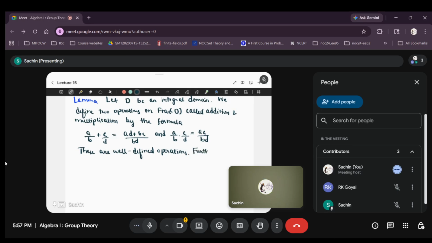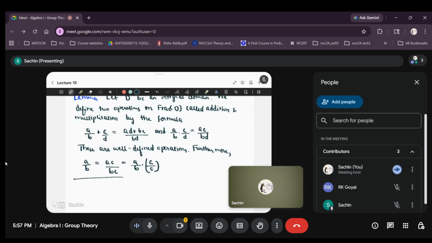Furthermore, a by b is equal to ac by bc. This is also equal to a by b into c by c. This part is simply by definition: a by b into c by d is equal to ac by bd. So a by b into c by c is equal to ac by bc. But this part we have to show: ac by bc is equal to a by b. That is, you can cancel out this common factor.